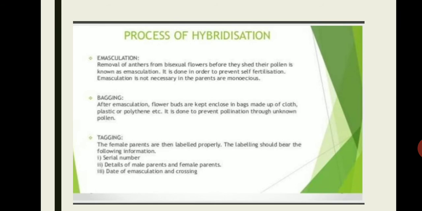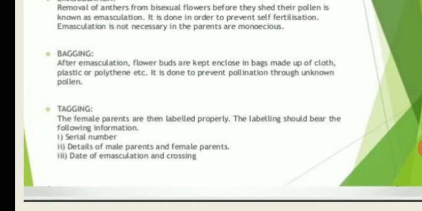In hybridization, the processes include emasculation, bagging and tagging. Emasculation is the process of removal of anthers from a bisexual flower, in which both anthers and pistils are present. The anthers are removed manually from the bisexual flower before they shed their pollen. This is done in order to prevent self-fertilization in bisexual flowers. Emasculation is not necessary in unisexual or monoecious plants that have either stamen or pistil.